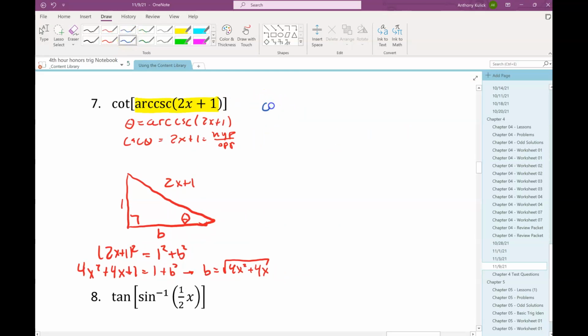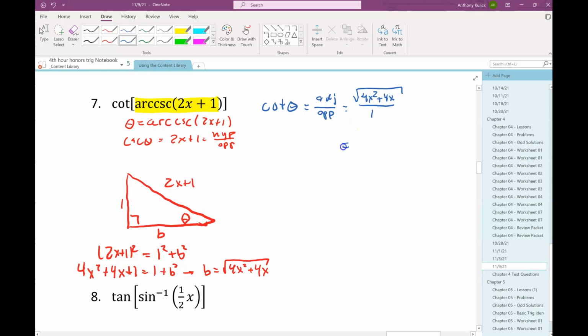So now what I have is cotangent theta, where I'm going to use theta down here. Cotangent is adjacent divided by opposite. So that's going to be square root 4x squared plus 4x over opposite, which is 1.